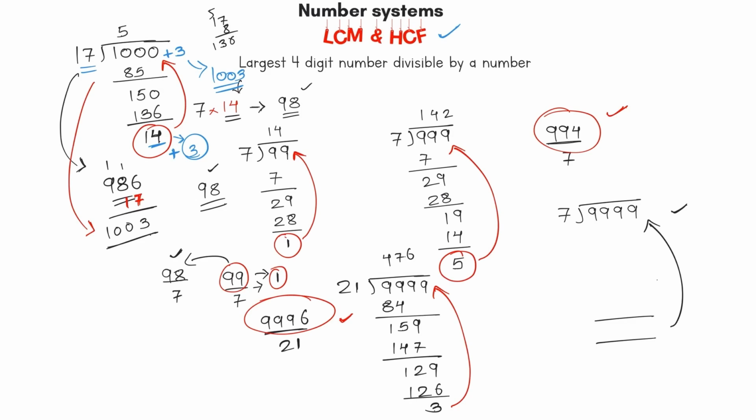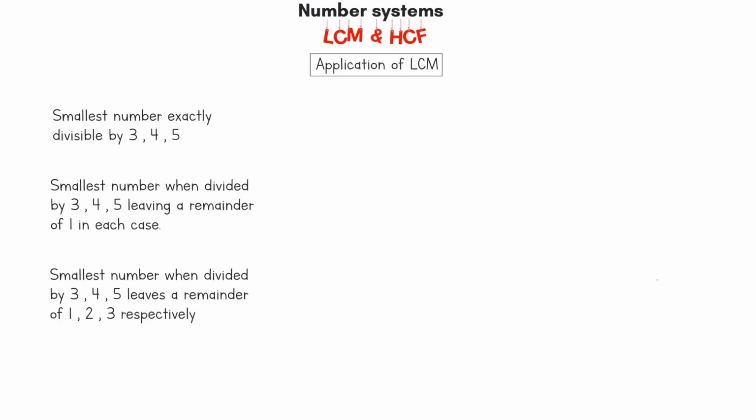Okay, I hope you got the idea about how to get the largest 2-digit, 3-digit, 4-digit and the smallest 4-digit, anything which is being asked. They can ask you largest 5-digit here as well, but now you know the method to find out the answer for that. So now let us start with the application of LCM.